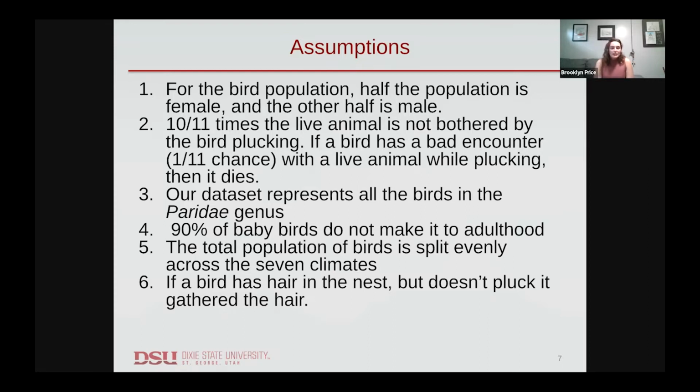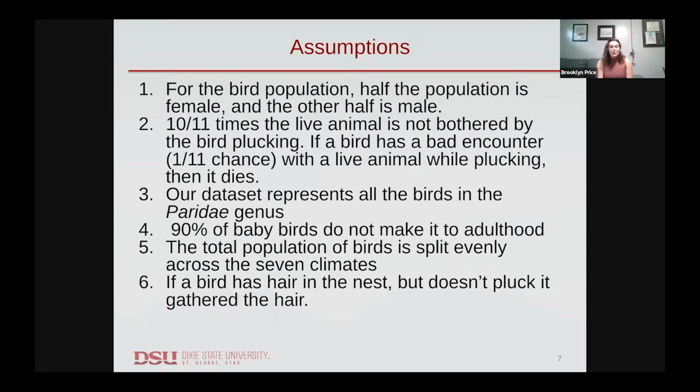And then the data set that we found, we assume that it represents all of the birds in the Paridae genus. And then 90% of baby birds don't make it to adulthood is another assumption that we made. From all of the articles and information that we were gathering, we felt like 90% was a good number because they said that a majority of baby birds do not make it to be a full adult.